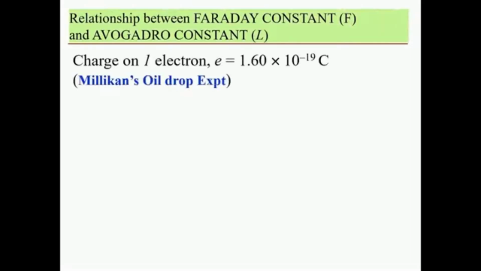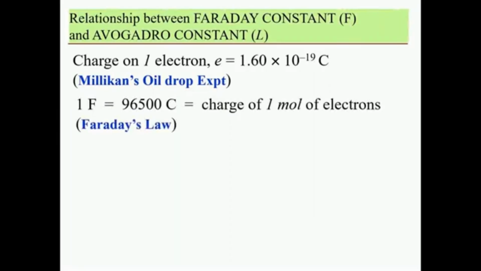In this segment, we will look at the relationship between the Faraday constant, capital F, and the Avogadro constant, capital L. From Millikan's oil drop experiment, the charge on 1 electron is found to have a value of 1.60 times 10 to the minus 19 coulombs. From Faraday's law, we have 1 Faraday equals 96,500 coulombs, which is the charge of 1 mole of electrons.